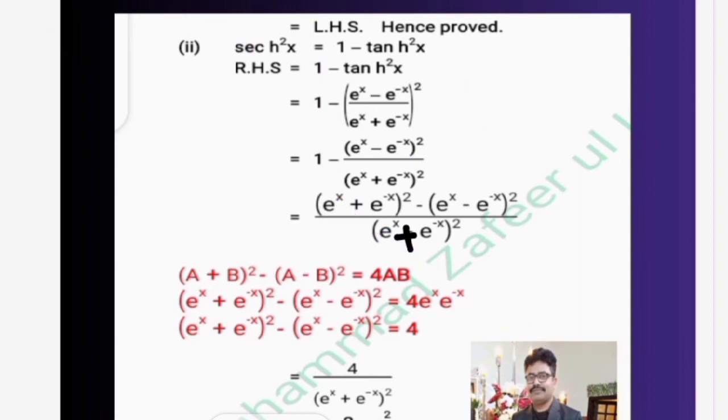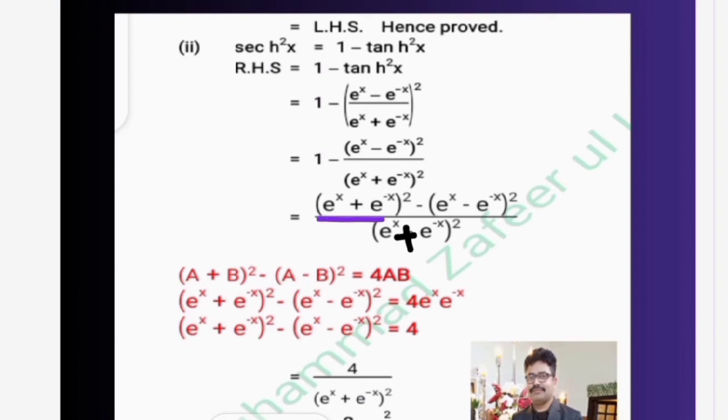Now we will take the LCM. You know the LCM procedure, that e power x plus e power minus x whole square will be multiplied with 1. After multiplication we have e power x plus e power minus x whole square, and e power x minus e power minus x whole square will be written the same, and there is a sign of minus between these values. We will put the sign of negative between them, and divided by e power x plus e power minus x whole square will be written the same.